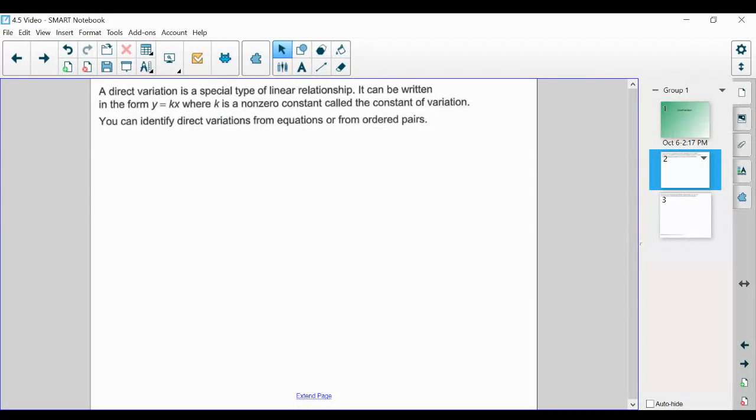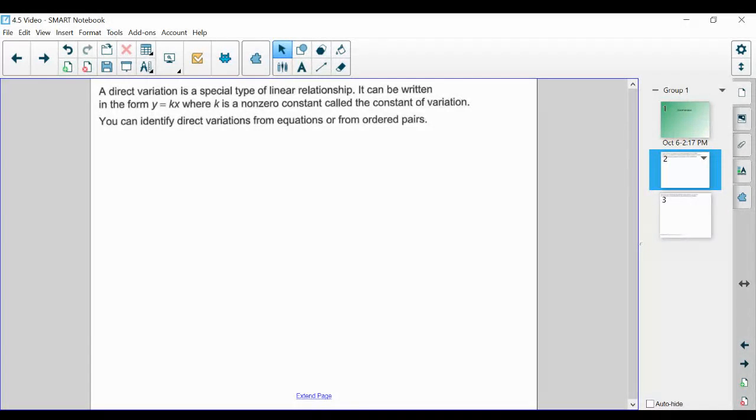So a direct variation is a special type of linear relationship. It can be written in the form of y equals k times x, where k is a non-zero constant called the constant of variation. So all we are doing is taking this constant of variation and multiplying it by x. It can't be 0, because 0 times x is 0, so then y is 0, right? So it's any non-zero number, and we multiply it by x to get our y value.